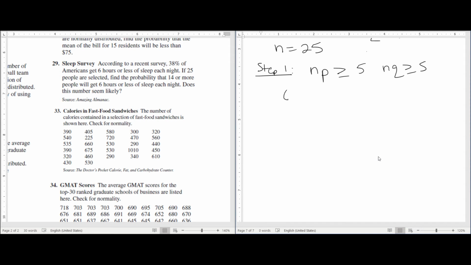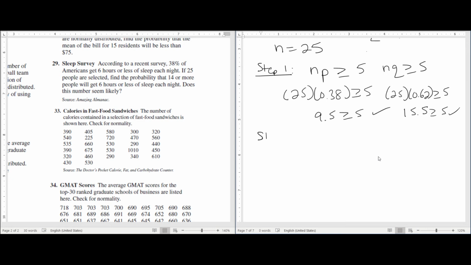So we know that np is 25 times 0.38. If you do that, you get 9.5, which is certainly greater than 5. And then for this one, you do 25 times 0.62. You would get 15.5. I want to double check that. Yeah, 15.5, which is greater than or equal to 5. So it checks out. We can do the normal approximation.